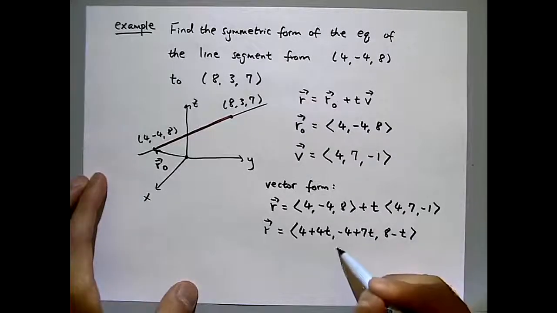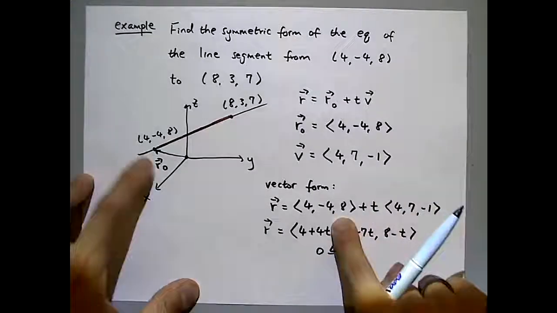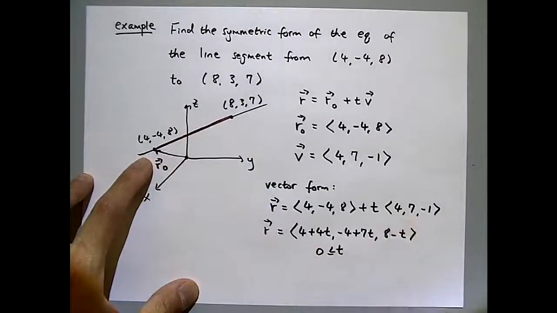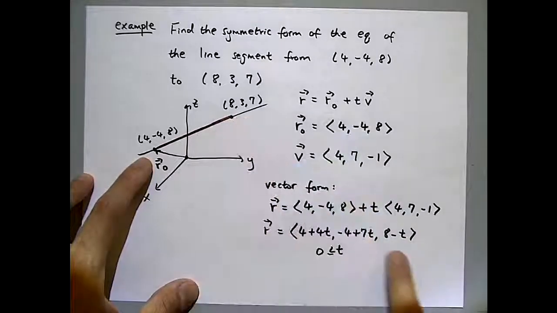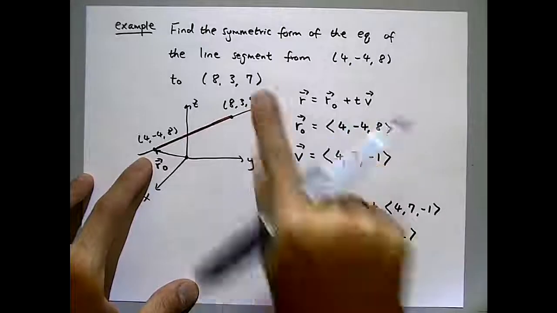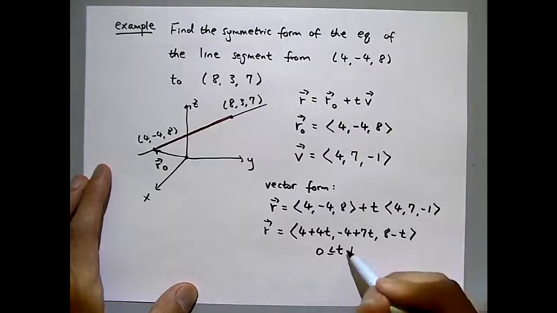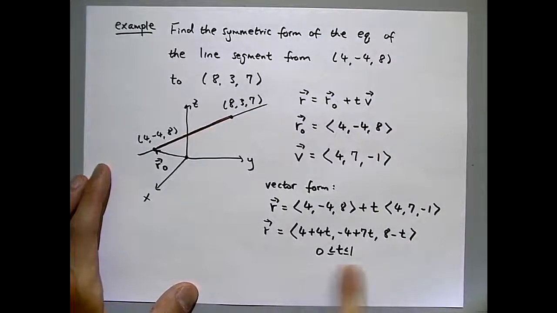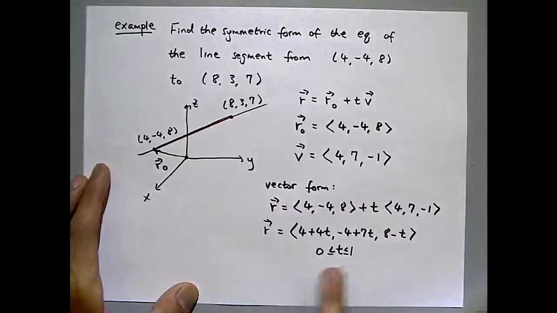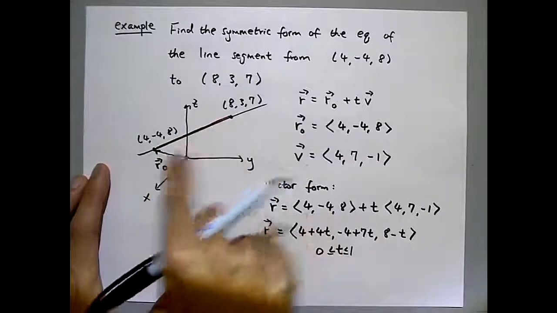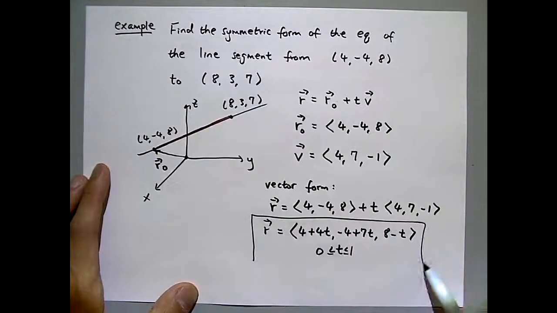And notice, if t is 0, obviously this part goes away, so we're at here. But if t is equal to 1, 4 plus 4 is 8, -4 plus 7 is 3, 8 minus 1 is 7. When t is equal to 1, I'm at this point right here. So because we only want the line segment, I have to specify the range of t. 0 puts me here, 1 puts me here. If I vary t somewhere between 0 and 1, I can collect all the other points on this red line segment. So that's the vector equation.